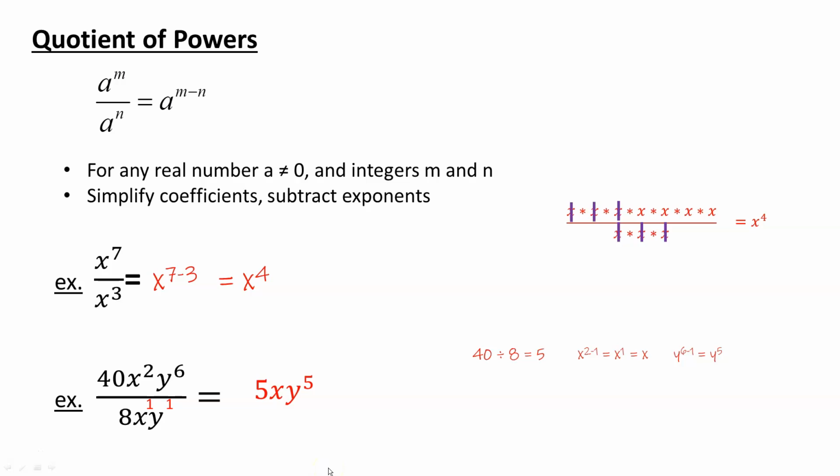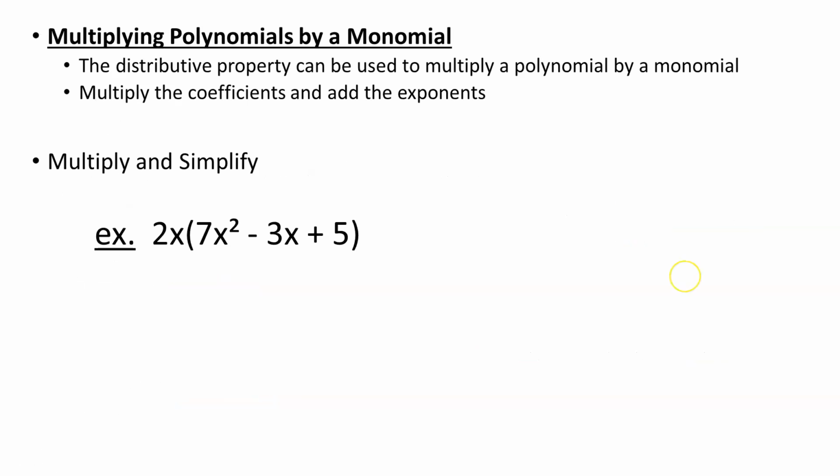Okay, so that's just a quick review of quotient of powers and rules for simplifying exponents in fractions, which will come in handy later. And moving on, let's talk about multiplying a polynomial by a monomial. So we're just multiplying, just like if it was a regular number without the x. Then, remember, we're multiplying the coefficients and we're adding the exponents.